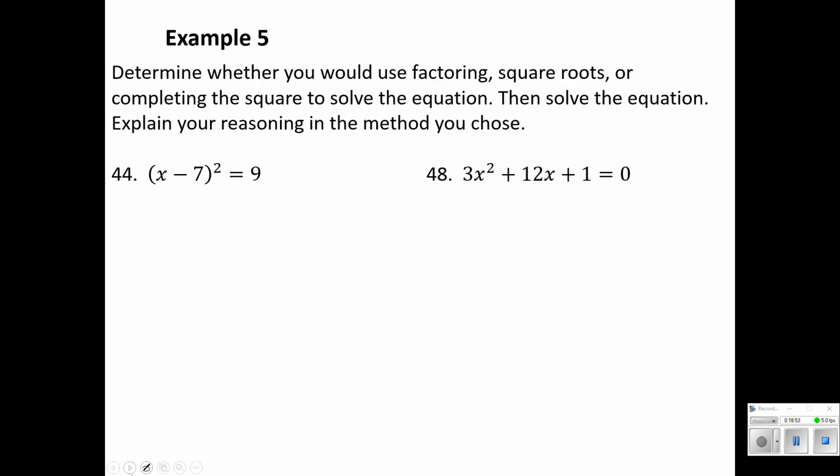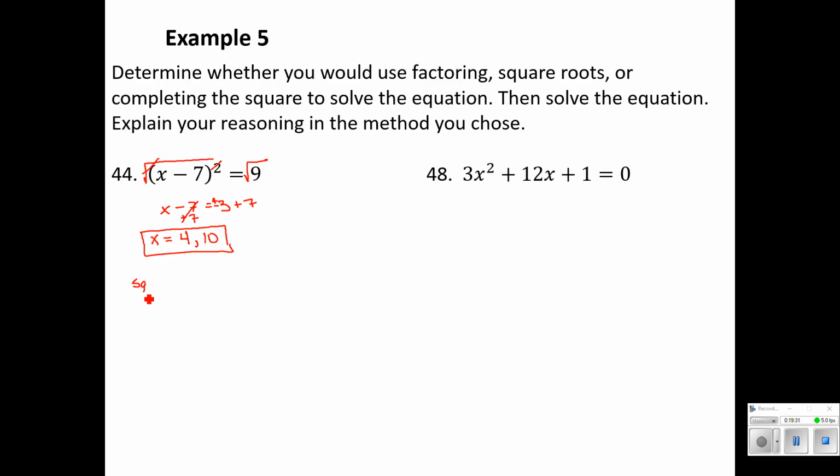All right, our 5th example: determine whether you would use factoring, square roots, or completing the square to solve the equation, then solve it. Explain your reasoning in choosing the method that you did. Well, for number 44, you can see I've got something squared equals 9. Well, this is set up beautifully. I can just jump right into square rooting both sides. x minus 7 equals plus or minus 3. So x would equal, let's add 7 to both sides, negative 3 plus 7, or positive 3 plus 7.